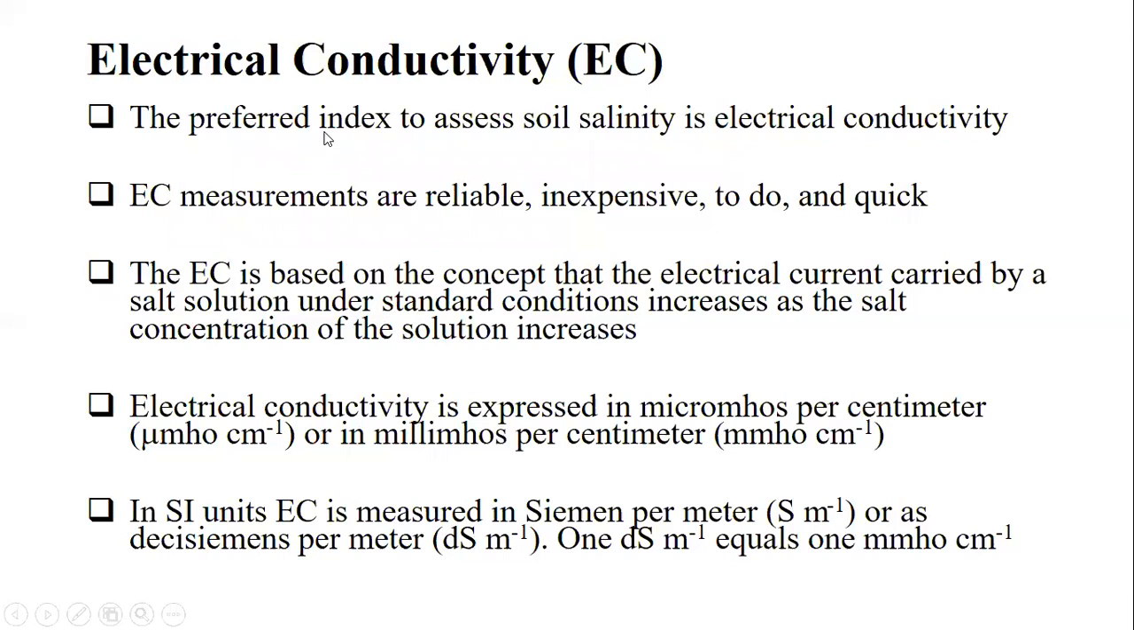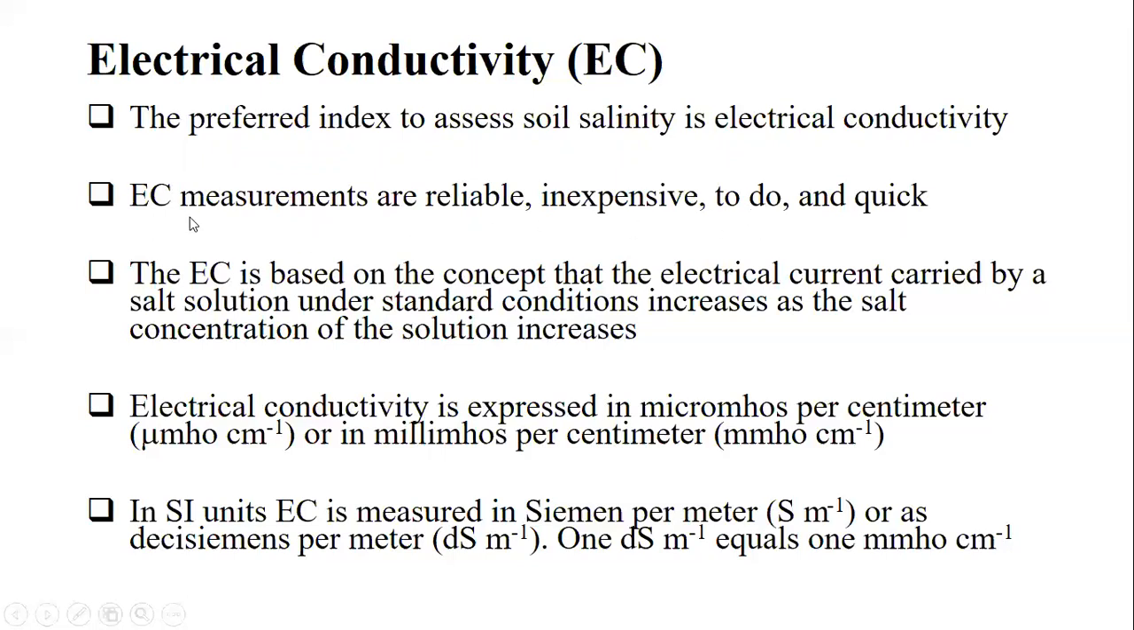Okay, electrical conductivity, or we abbreviate it as capital E, capital C. The preferred index, remember we talked about indices, different numbers we measure to talk about salinity. The plural of it, remember, is indices. The preferred index to assess soil salinity is electrical conductivity. EC measurements are reliable, inexpensive to do, and quick.